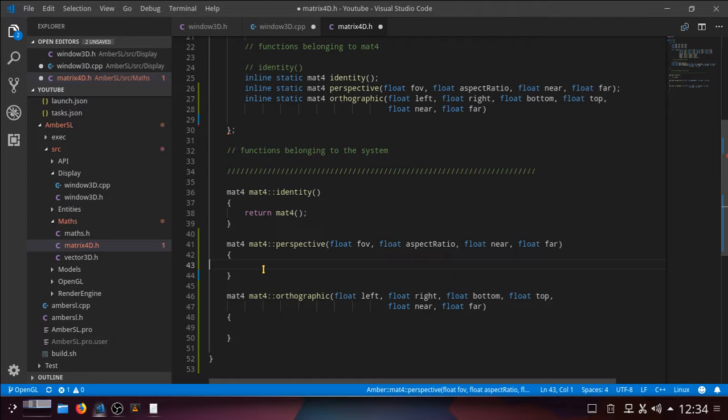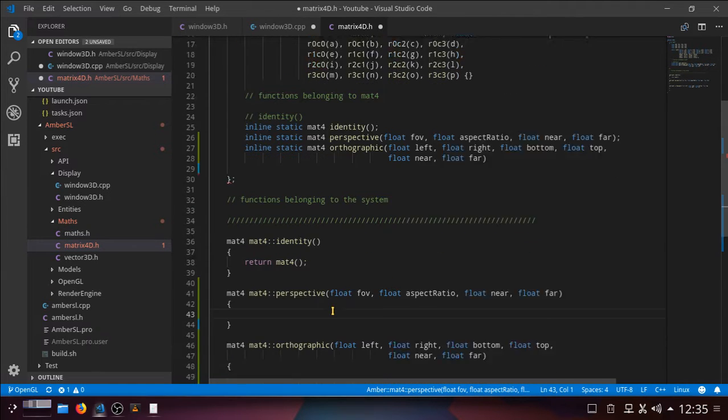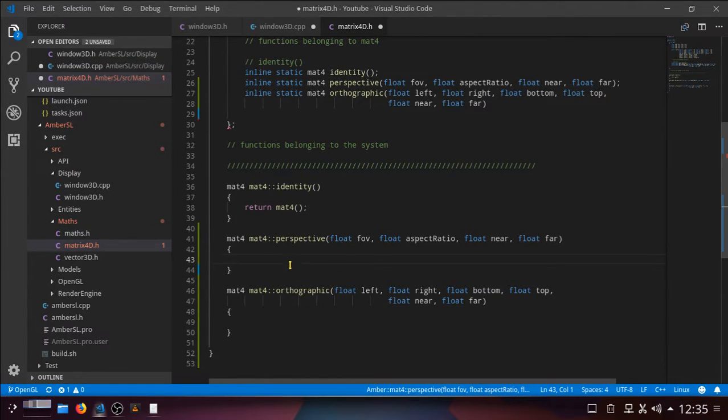Now, what do these need? Possibly an include, I think. How do we do these? Orthographics easy. Oh, perspective. No, we don't need any includes. God, look at that equation. Okay, let's start splitting this equation down.